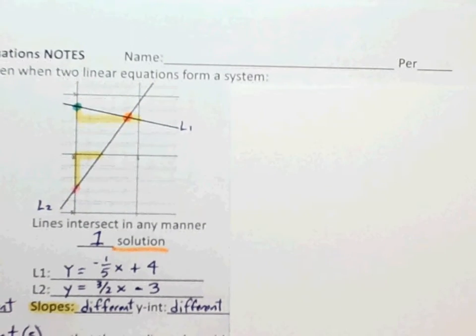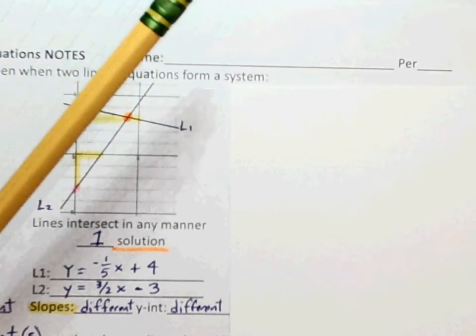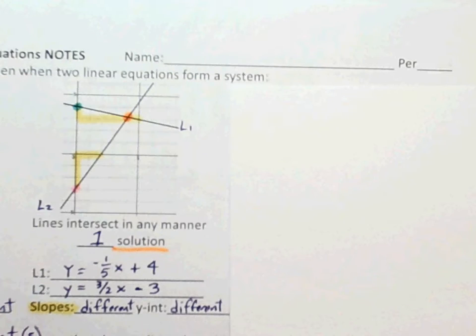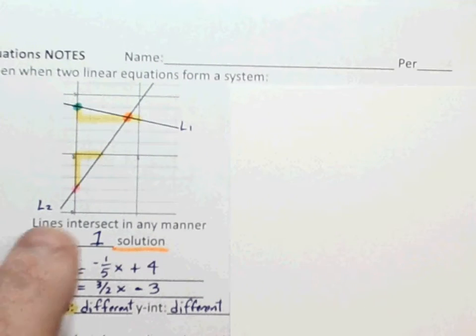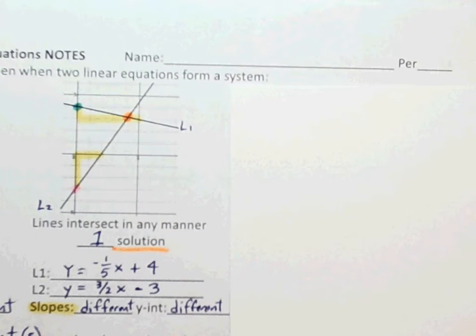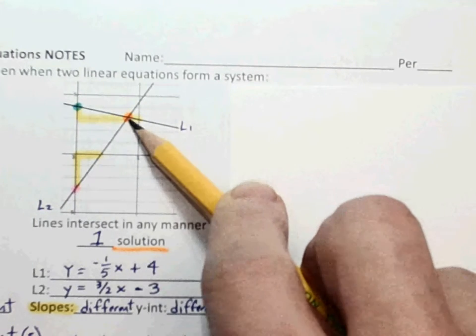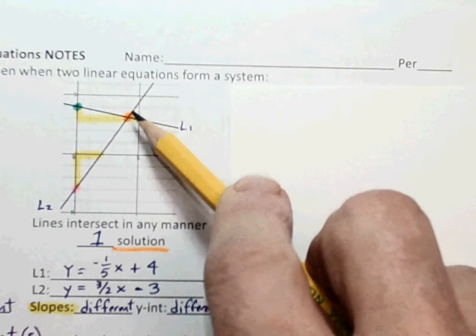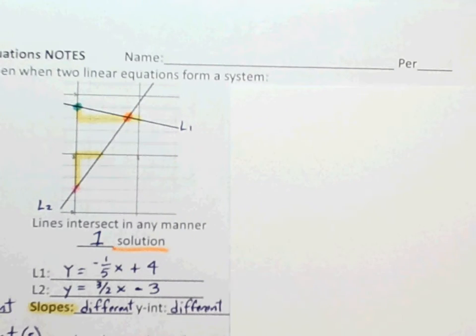Let's look at the second scenario. What can happen on our linear playground is the two lines can cross, and it doesn't matter how. They can cross in any manner. They can be perpendicular, they cannot. It really doesn't matter. If the two lines touch at one point, they have one solution. And to be honest with you, this is really what we're looking for in this unit.